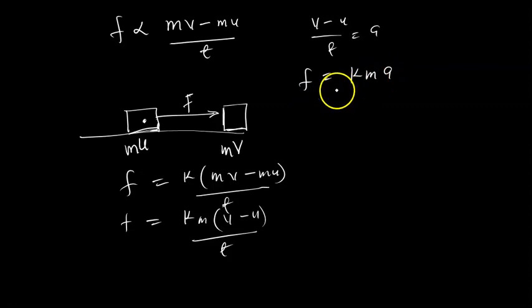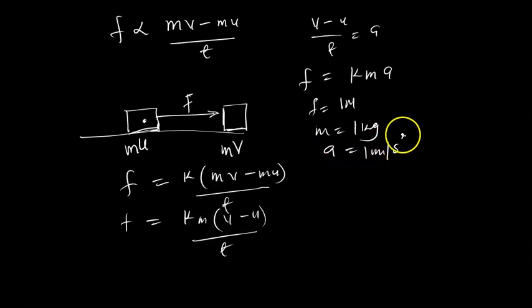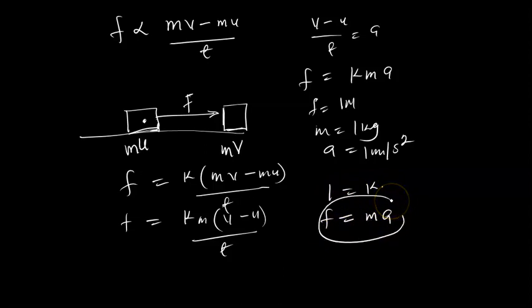Now, for F to be equal to kma, in order to define an absolute unit for the force, let's take our F to be equal to 1, that is 1 Newton, my m to be equal to 1 kg, and my acceleration a to be equal to 1 meter per second squared. So that 1 will be equal to k. So my F, I can conclude, is equal to ma. For this lesson, we are taking our F to be equal to ma.